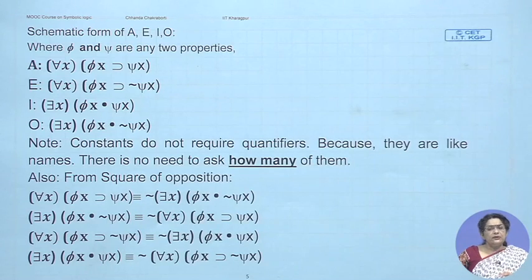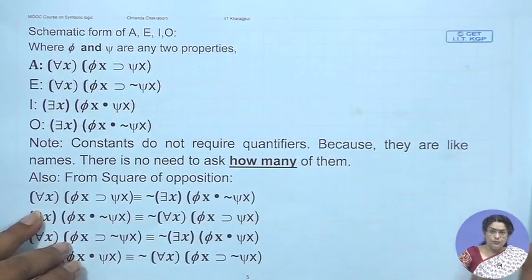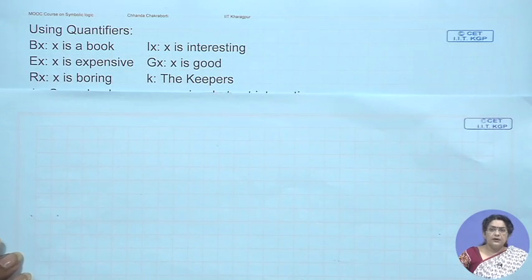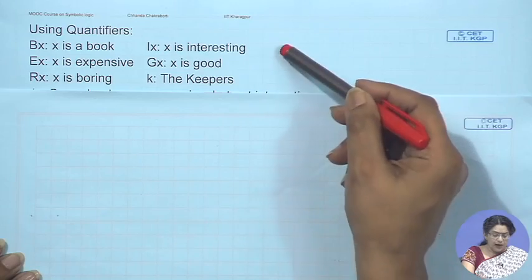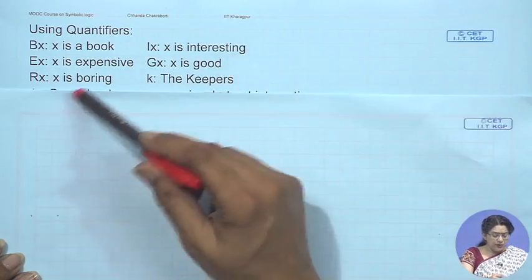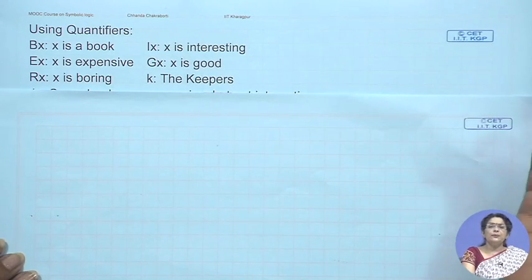So, we have kept everything that we wanted to from Aristotelian logic, and still we have more coming in. But this was how to show that the categorical logic is also carried with this. The truth functional also will be there, but I will show you slowly. Now, let us talk about how to use the quantifiers a little bit. See, if we give you this kind of properties, Bx, x is a book, Ix, x is interesting, Ex, x is expensive, Gx, x is good, Rx, x is boring, and K, that is a constant, stands for a book called The Keepers. Fine.